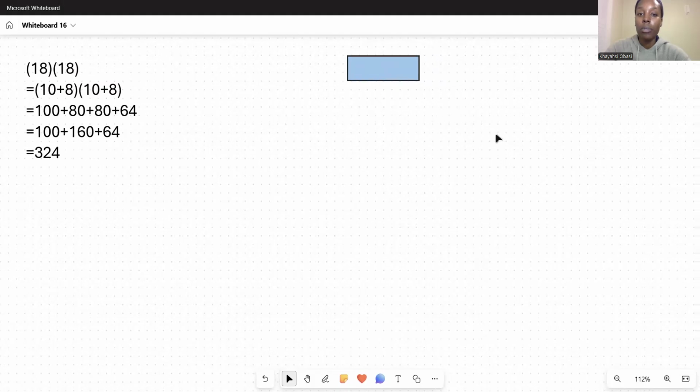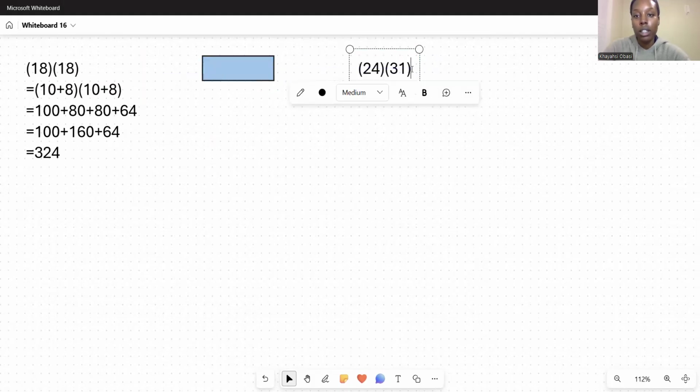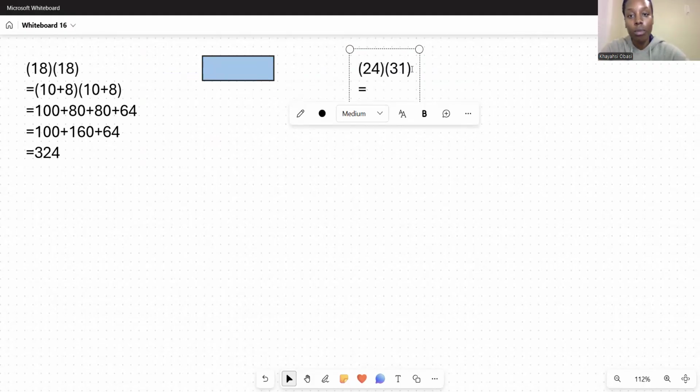How about if the numbers are not the same? Can we still use this method? Absolutely. Pause the video and figure out how you want to express 24 as a sum of two numbers and 31 as a sum of two numbers.